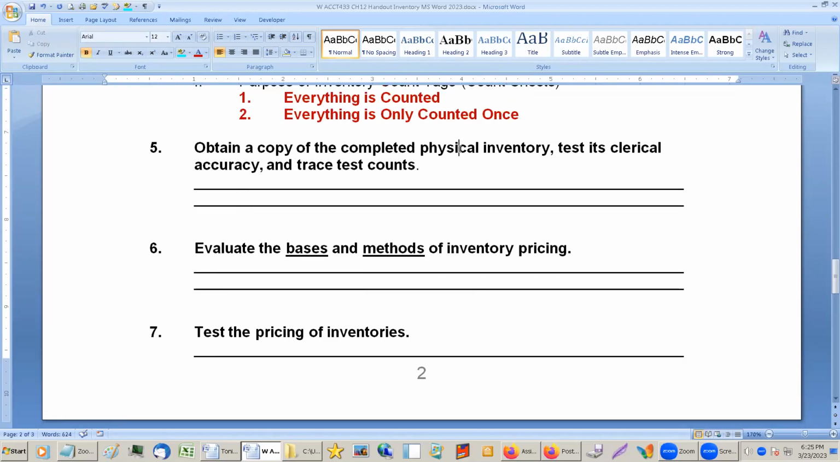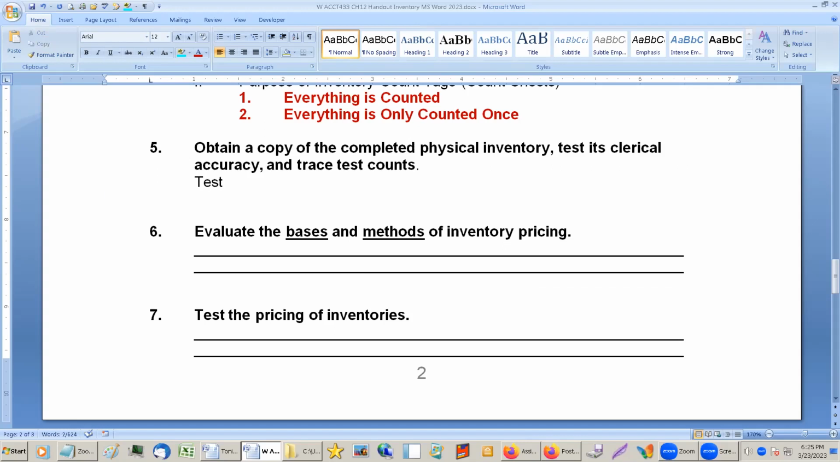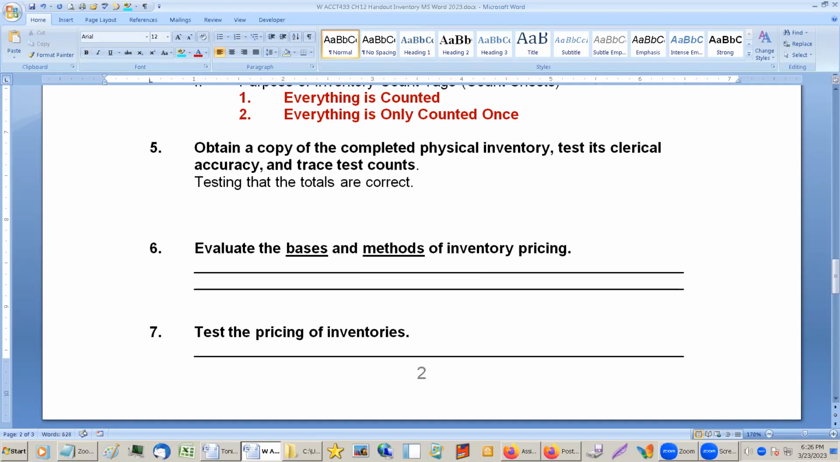Obtain a copy of the completed physical inventory and test the clerical accuracy and trace the test counts. So basically what they're talking about here is, first of all, just seeing if the numbers add up. If they say there's 15 codes and you look at the SKU numbers, there should be 15 SKU numbers. So you're testing that the counts are correct, that the totals are correct. And you're also comparing your test counts to the actual completed inventory counts.